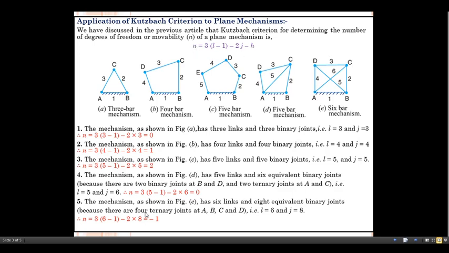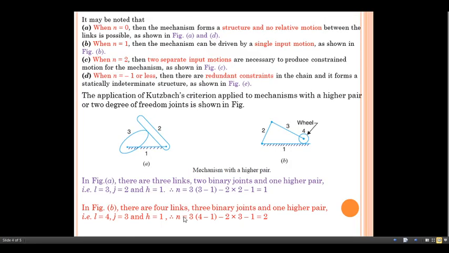So what do we get? n equals 3 into (6 minus 1) minus 2 multiplied by 8. Here 6 is the number of links. So what about this 8? After conversion of the ternary joints into binary joints, we get the number of joints equal to 8. So do the calculation. Here we get n equals minus 1. Now see the meaning of this: 0, 1, 2, minus 1, etc. This will be clear to you in the next slide.